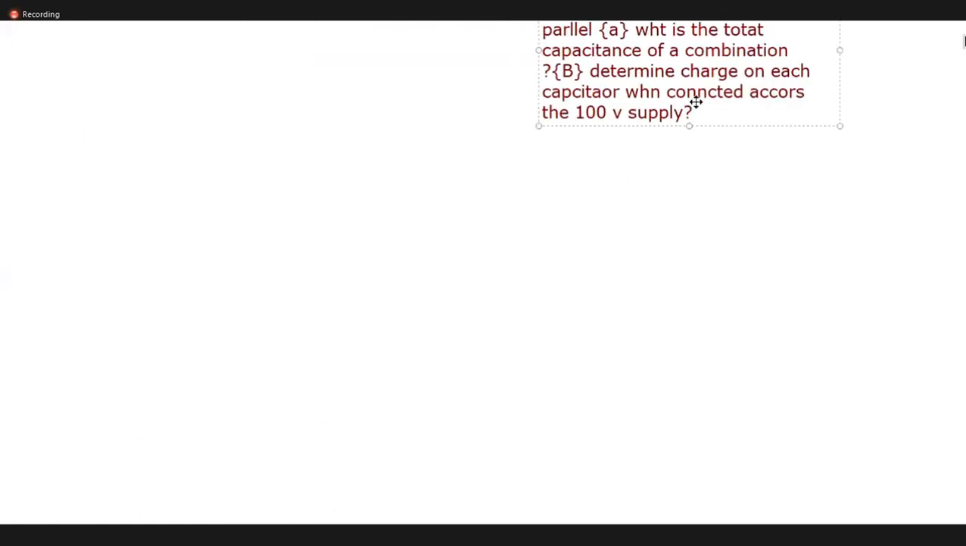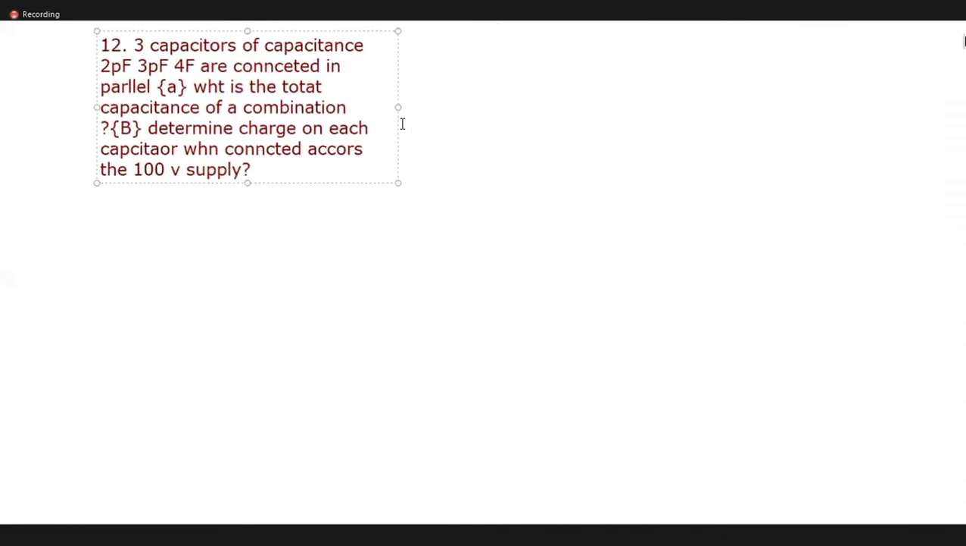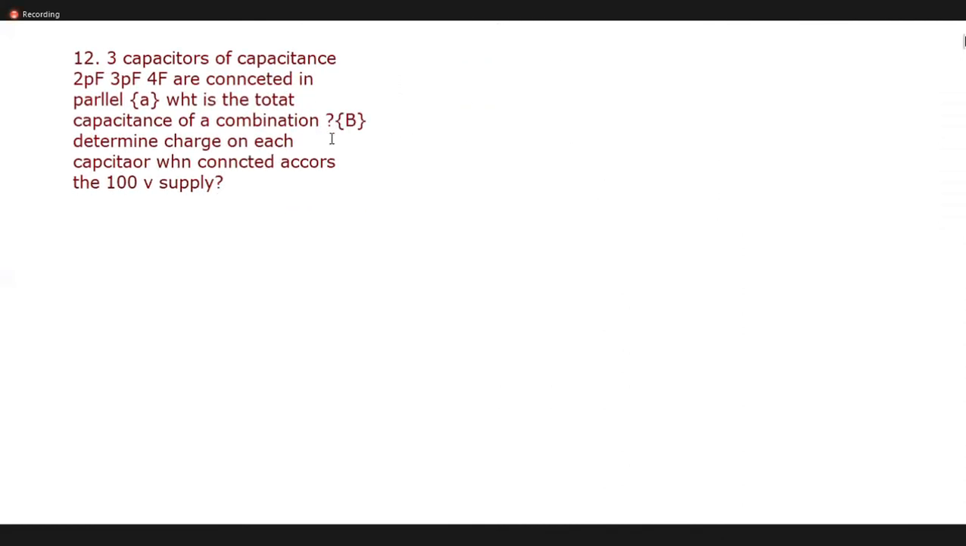Yes. Try to analyze the question, students. Ma'am, in parallel we just add all of them. Yes. Ma'am, 9 pF is the answer? 9 pF. Yes. In parallel, let me take three capacitors, C1, C2, C3, connected across the battery of 100 volt.